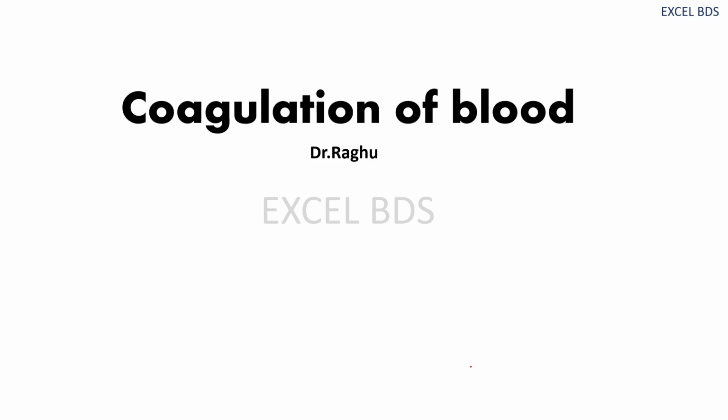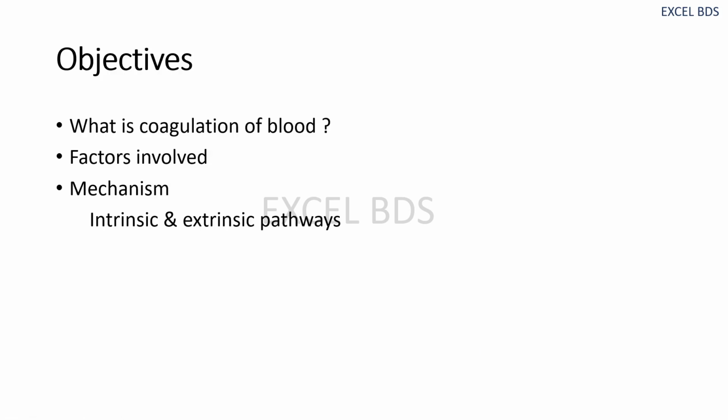In this video I will be discussing coagulation of blood. By the end of this video, the students shall be able to answer these questions: what is the meaning of coagulation of blood, what are all the factors which are involved in the coagulation of blood, and the mechanism of coagulation of the blood, which involves two pathways, the intrinsic pathway and the extrinsic pathway.